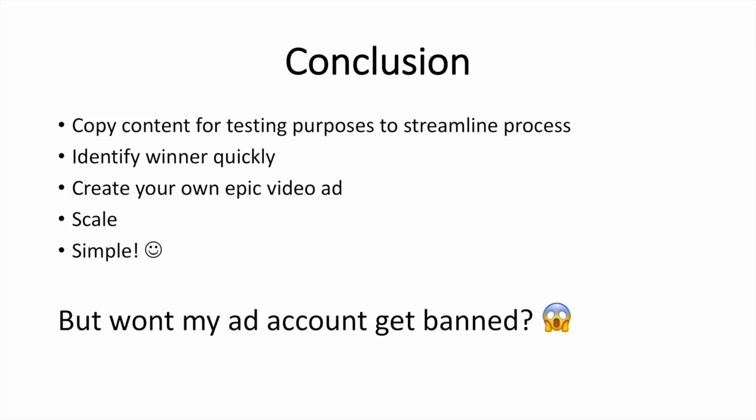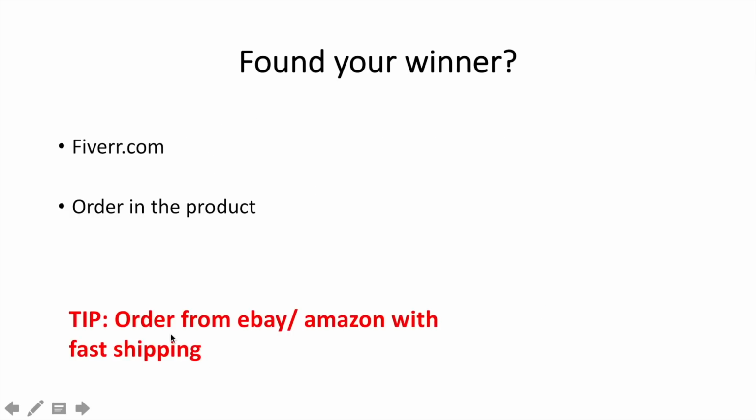So a tip would be to order from eBay or Amazon to get quick shipping. So if you've got something like Amazon Prime, yeah, it'll probably cost you a bit more, but just get the product to you as quickly as possible once you've identified a winning product, and make your video ad about it, and then start scaling and working from there.